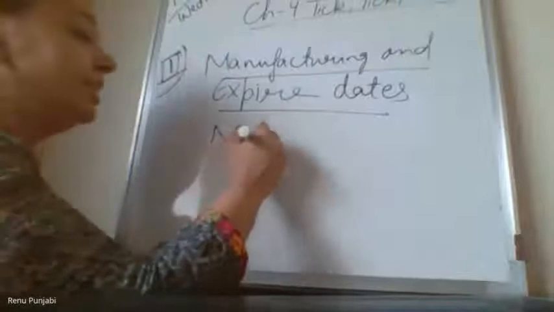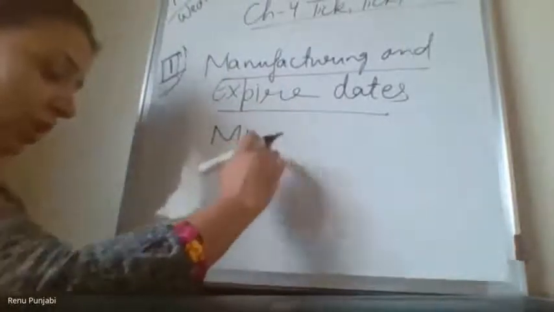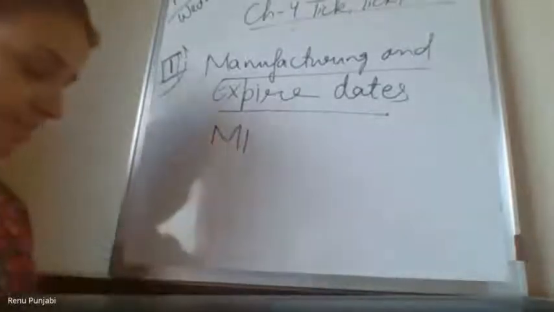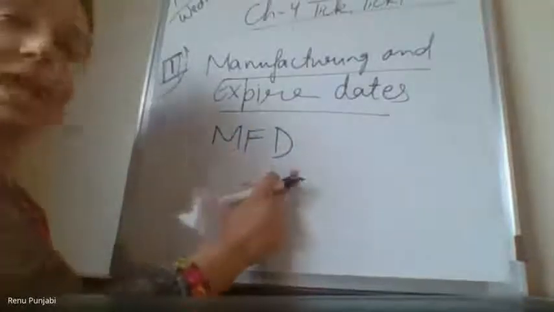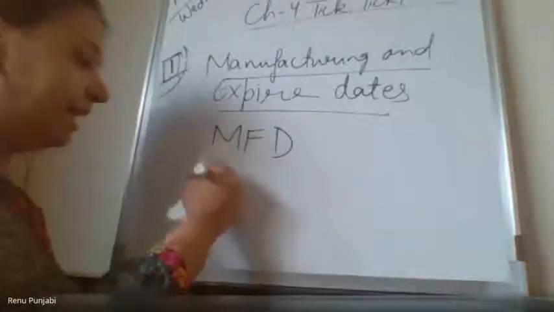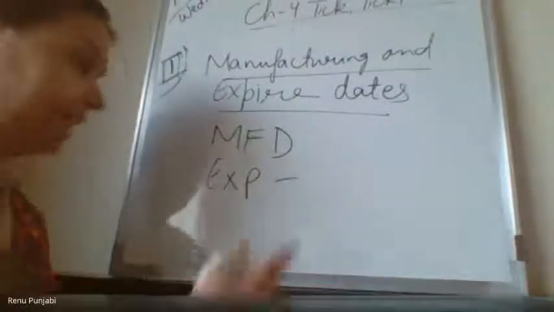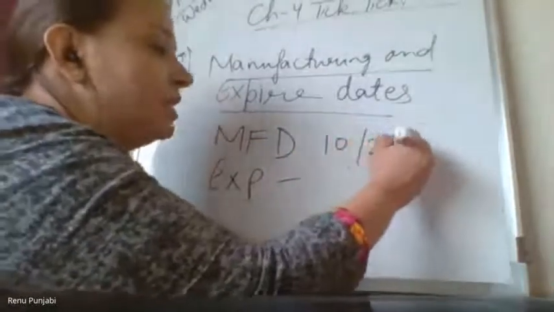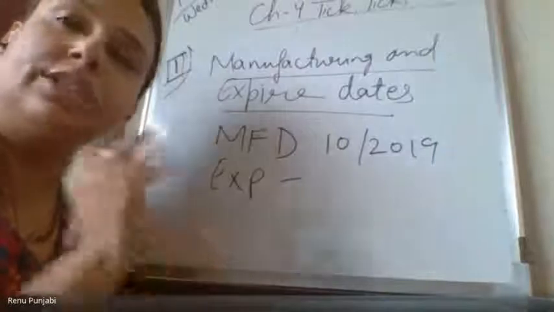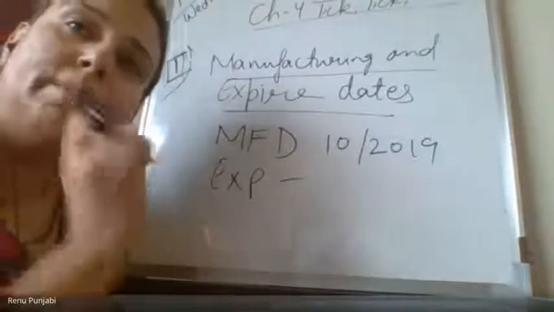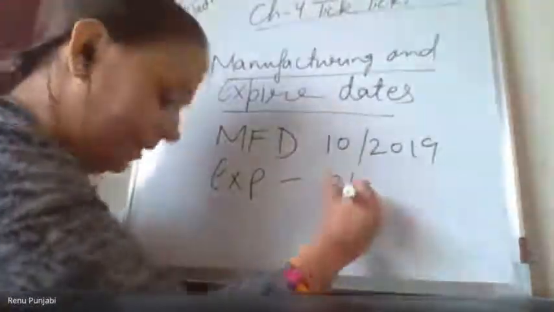So for the manufacturing date, you will find MFD. MFD means manufacturing date. And for expiry, you will find EXP, expiry date. So here the manufacturing date is 10/2019. 10 is the month. Most of the time, they will not mention the date. They will mention the month and the year. And on expiry, it is 3.